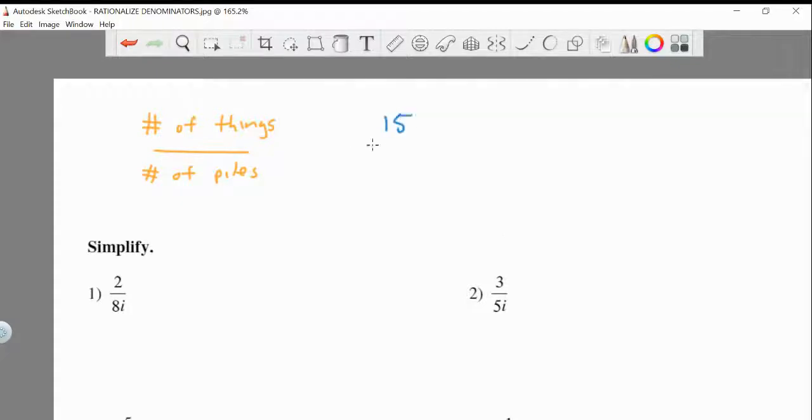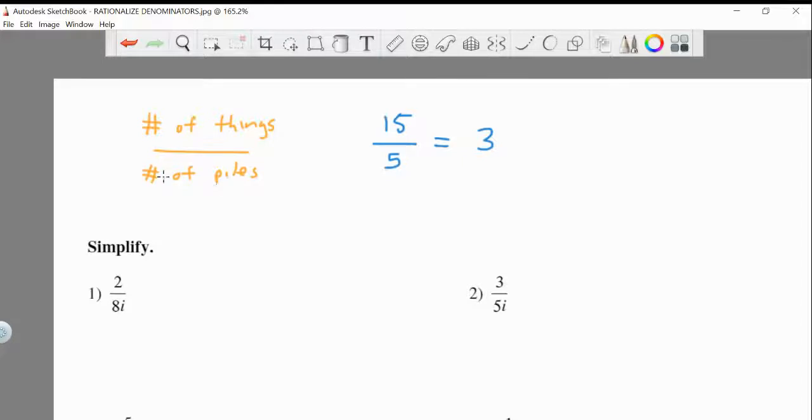If you have 15 divided by 5, you can think about this like we have 15 things and you need to put them into 5 piles, right? Like maybe you've got 15 shirts and you need to make 5 piles of shirts. Well, how many shirts are going to end up in each pile? You're going to have 3 shirts in each pile, right? So this is a way to think about fractions and how they work.